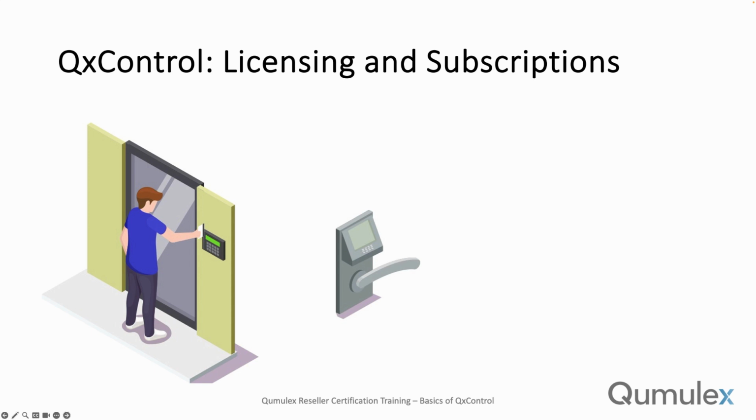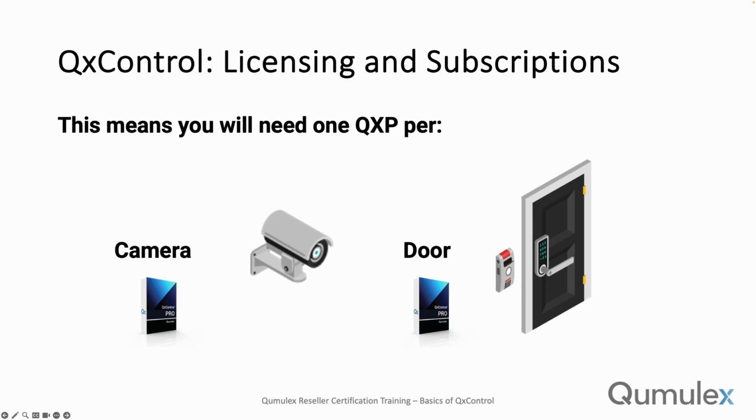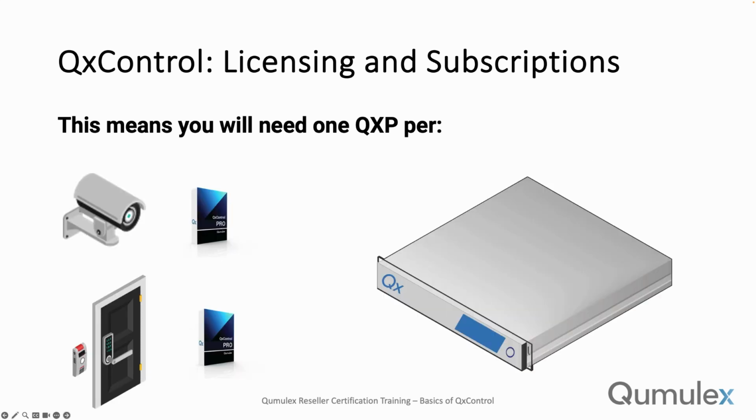When it comes to the access control controllers themselves, you can make full use and connect as many locks, motion sensors, as well as utilize all available I/O ports, no additional fee. And each credential holder can have as many different access control credentials as you'd like to assign. Again, there is no additional fee. You only pay one QXP per camera, per door, and you need at least one gateway.